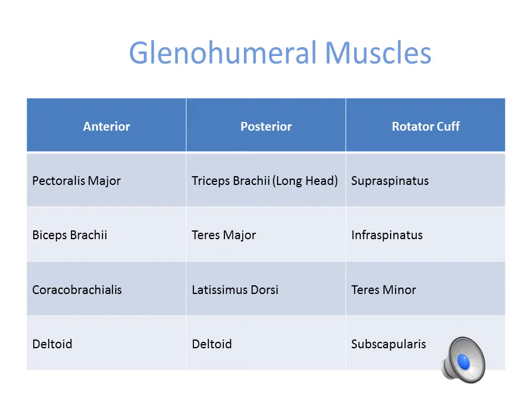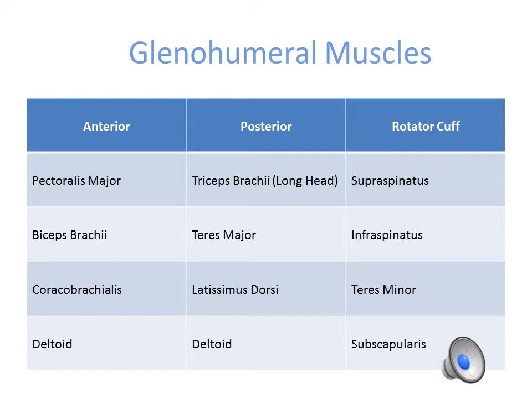Welcome to the lecture on the posterior shoulder muscles. This chart lists all the muscles that act at the glenohumeral joint. It is divided into anterior, posterior, and rotator cuff muscles.